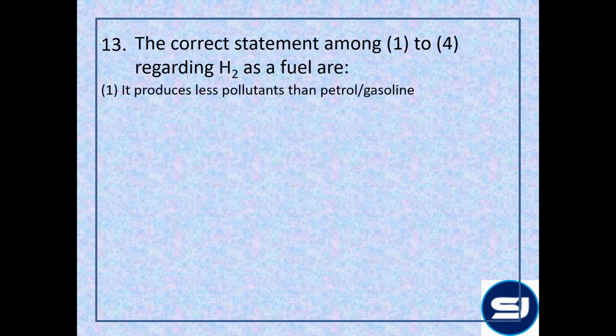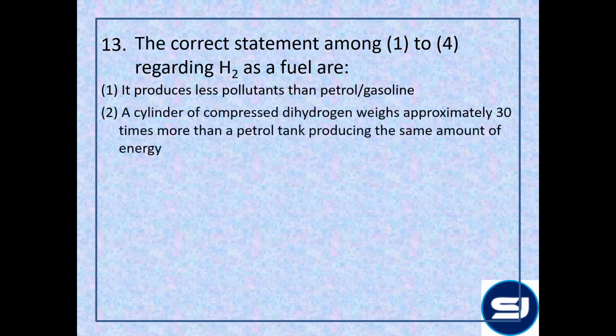The correct statement among 1 to 4 regarding hydrogen as a fuel. So there are some statements related to the hydrogen economy. Let's see one by one. It produces less pollutants than petrol or gasoline. Correct or incorrect? Correct. Hydrogen is less polluting. A cylinder of compressed dihydrogen weighs approximately 30 times more than a petrol tank, producing the same amount of energy.